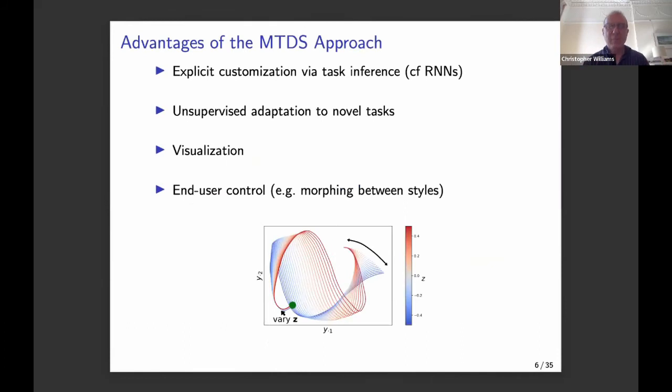Okay, so I think the advantages of the multitask dynamical systems approach are that we get explicit customization, and we'll talk about this in a minute, and we can allow unsupervised adaptation to novel tasks. The latent variables that we create can be used for visualization, and we can also do some quite nice end user control. Say in motion capture data, we can morph between different styles. Hopefully I'll have time to show you a video of that.